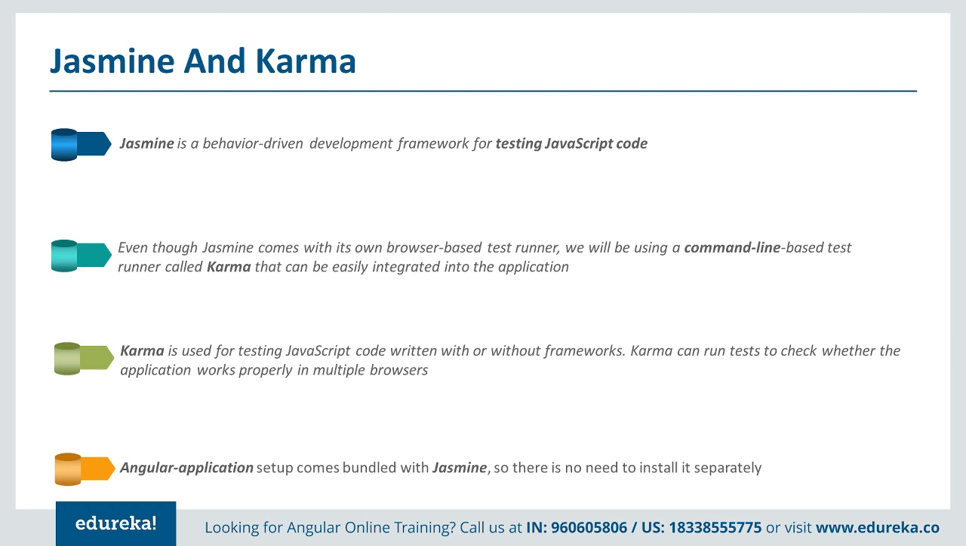Even though Jasmine comes with its own browser-based test runner, we will be using a command-line-based test runner called Karma that can be easily integrated into the application. You have a framework with you, but who will run the test cases? The test runners, the task runners, like Ant and Maven. What are those called? Task runners. In the same way, Karma is the one which will help you run your test cases, and it is a command-line application. Karma is used for testing JavaScript code written with or without frameworks. Whether you write with a framework or without, you can still use Karma to test the application.